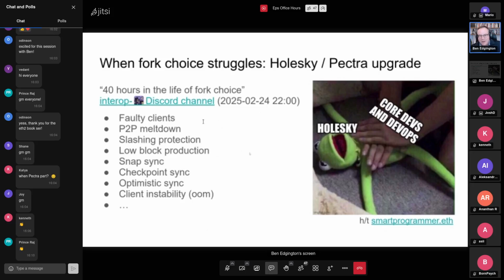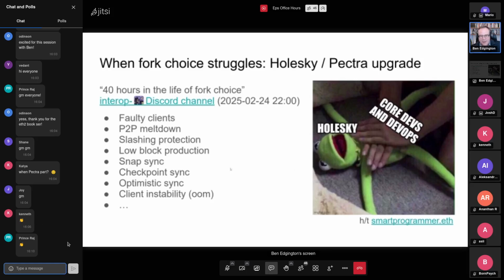So 2 weeks ago, the Holesky testnet was upgraded with Pectra, and it was, shall we say, a disaster. And I've linked here to the start of the conversation on Discord from that evening 2 weeks ago. If you can follow along, so 40 hours in the life of fork choice, if you can follow along with that conversation that the current devs are having or had about how to get the network to converge onto one chain after it fragmented in Holesky, then you're 90% of the way to being a core dev. I mean, it goes into everything.